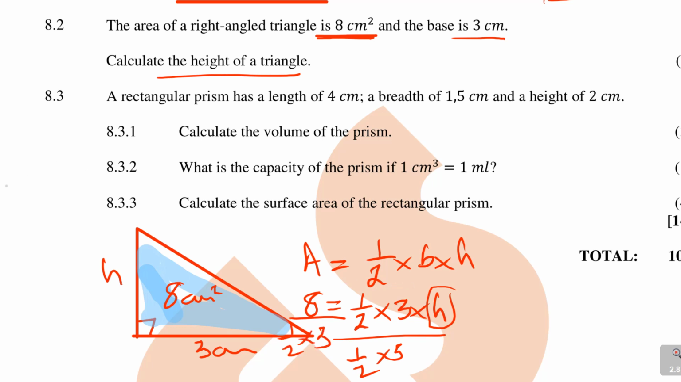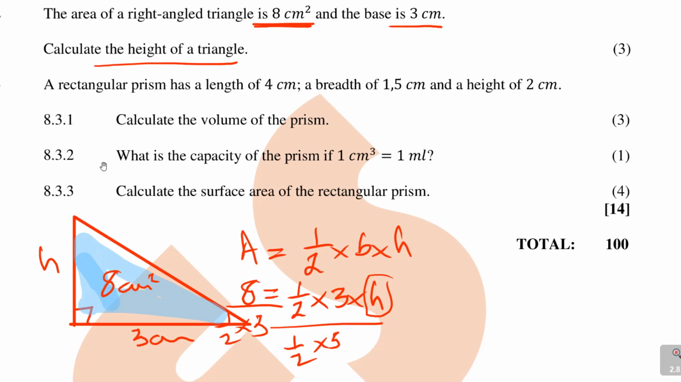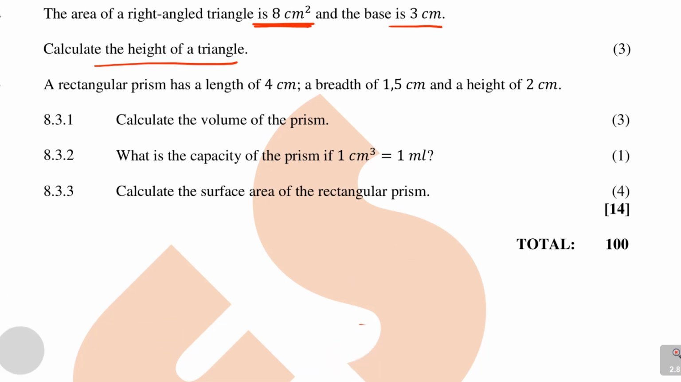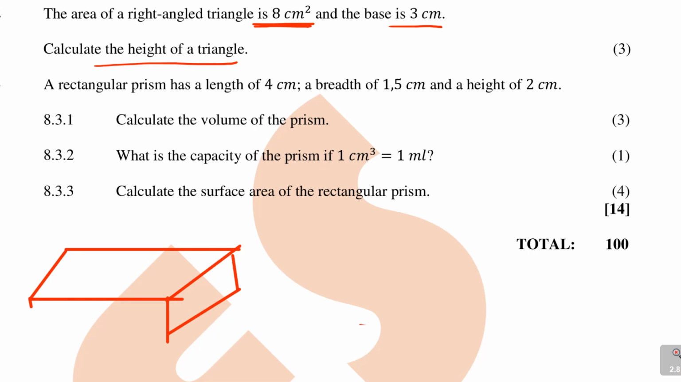Alright. Yes. And then the next one is a rectangular prism has a length of 4 centimeters, a breadth of that, and a height of that. Volume. I think you remember this is a prism volume. We are talking about this now. Okay. A prism is this thing. Alright. Are you with me there?